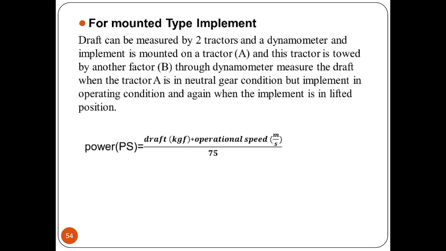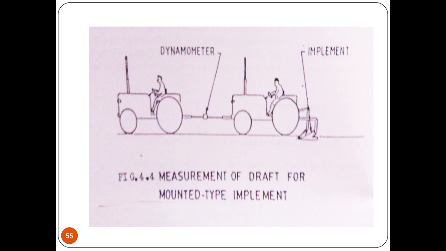For a mounted type implement, draft can be measured by two tractors. The implement is mounted on tractor A, and this tractor is towed by another tractor B. Through the dynamometer, measure the draft when tractor A is in neutral gear but the implement is in operating condition, and again when the implement is in lifted position. You can see in the figure how to measure the draft of the mounted type implement.